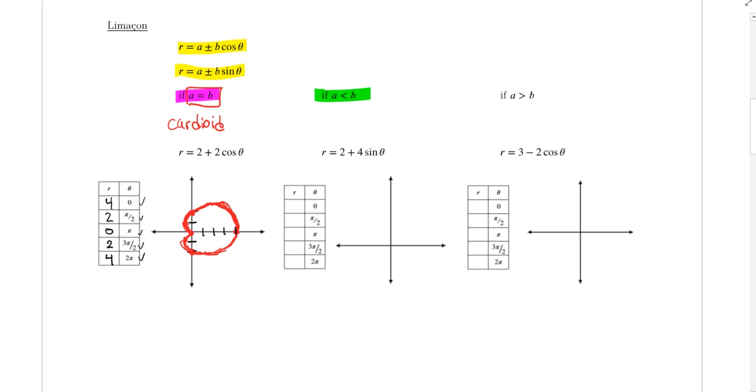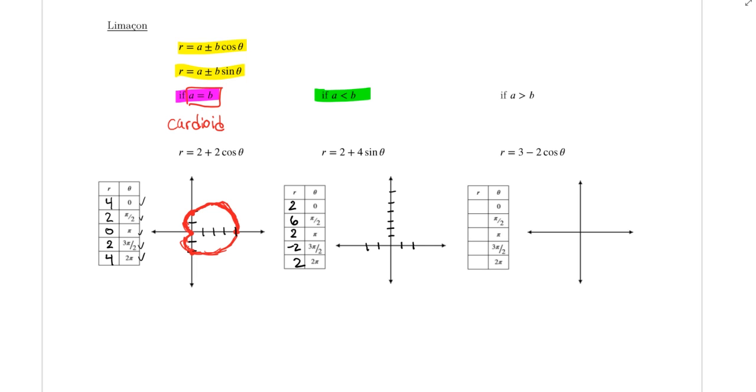What happens if A is less than B? So we're going to graph 2 plus 4 sine theta equals R. Again, I'm going to fill in the table pretty quick here. I would double check, make sure that you understand where these values are coming from. Again, a calculator is not needed for any of those. And if you were thinking to yourself, I think a calculator is required, it is time to spend a little bit more time with your unit circle.